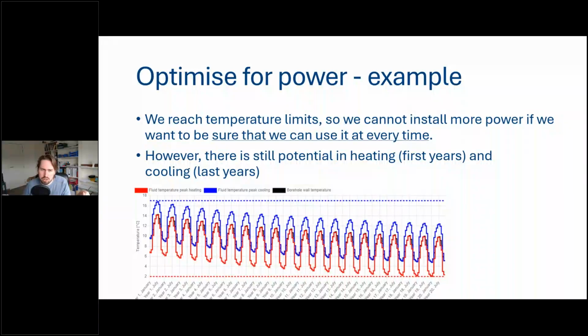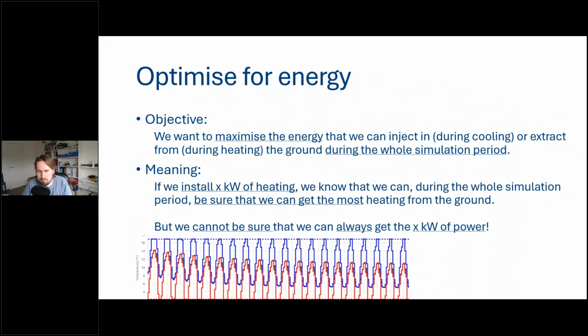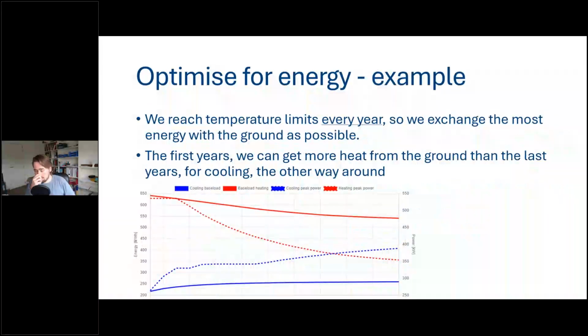Now, if we optimize for energy, we have another objective. We now want to maximize the energy that we can inject in or extract from the ground over the whole simulation period. So this means that if we install a certain amount of heating of our ground source heat pump, we know that this will lead in the end to the largest geothermal share in heating, but we cannot be sure that the power we install, that we can use it at every instance, in every year and in every month of the simulation period. So these are the figures that tell the story.